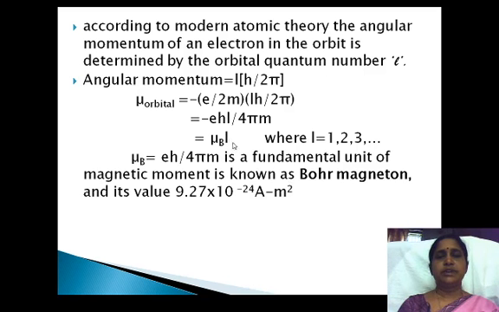So L varies 1, 2, 3. The orbital magnetic moment, Bohr magneton value, is 9.27 into 10 power minus 24 ampere meter square. So this is the orbital moment.